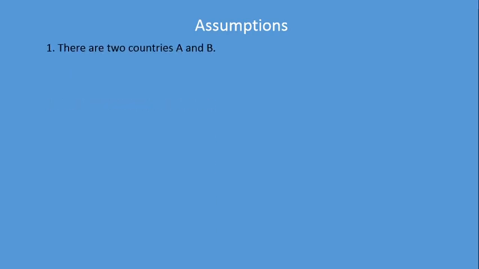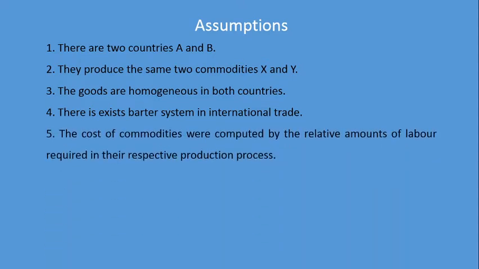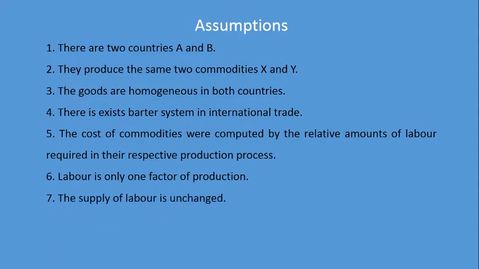First, there are two countries, A and B. Second, they produce the same two commodities, X and Y. Third, the goods are homogeneous in both countries. There exists a barter system in international trade. The cost of commodities is computed by the relative amounts of labor required in their respective production processes. Next, labor is the only factor of production. Next, the supply of labor is unchanged.